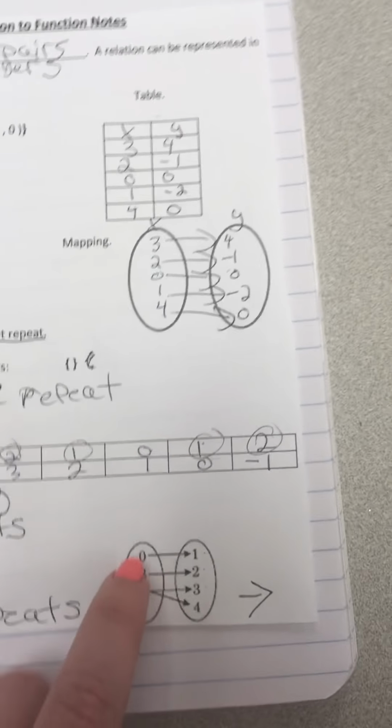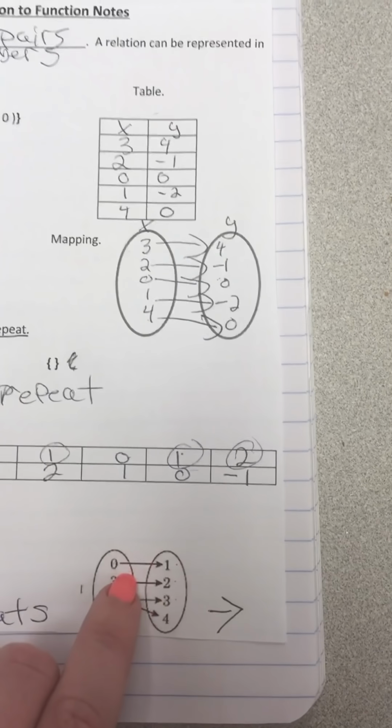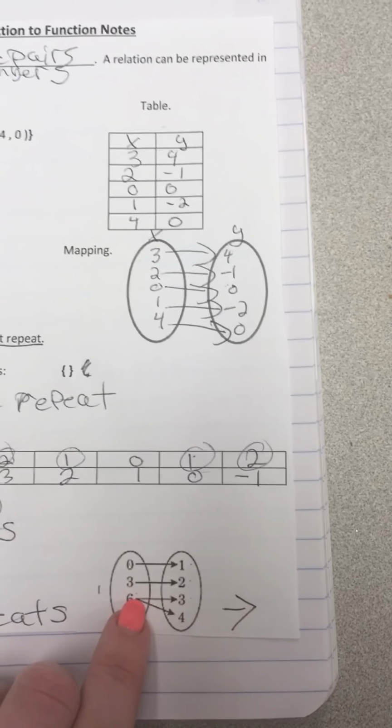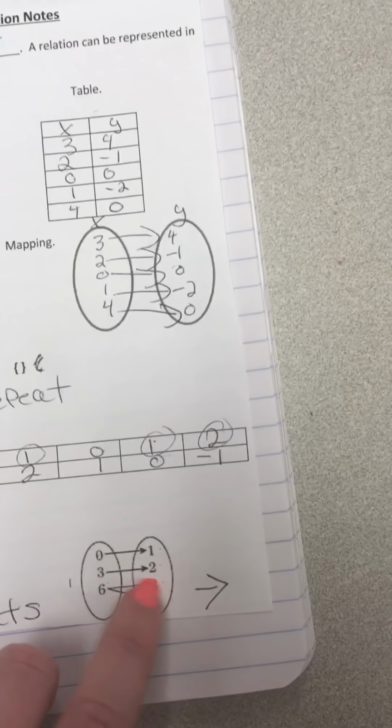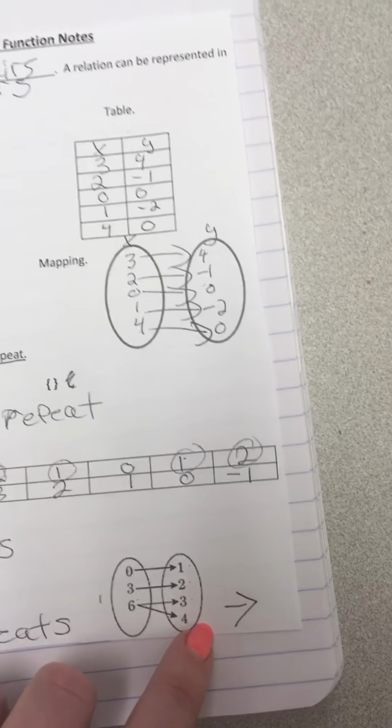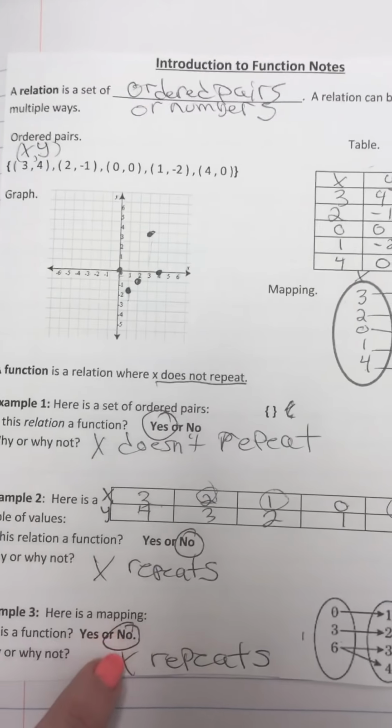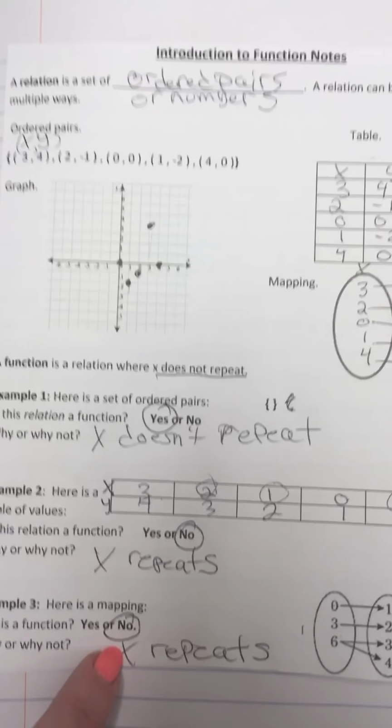Example 3, in a mapping, 0 is going to 1, 3 is going to 2, 6 is going to 3, but 6 is also going to 4. That means that 6 is really repeating. It has two different numbers it's going to, so it's not a function because x is repeating.